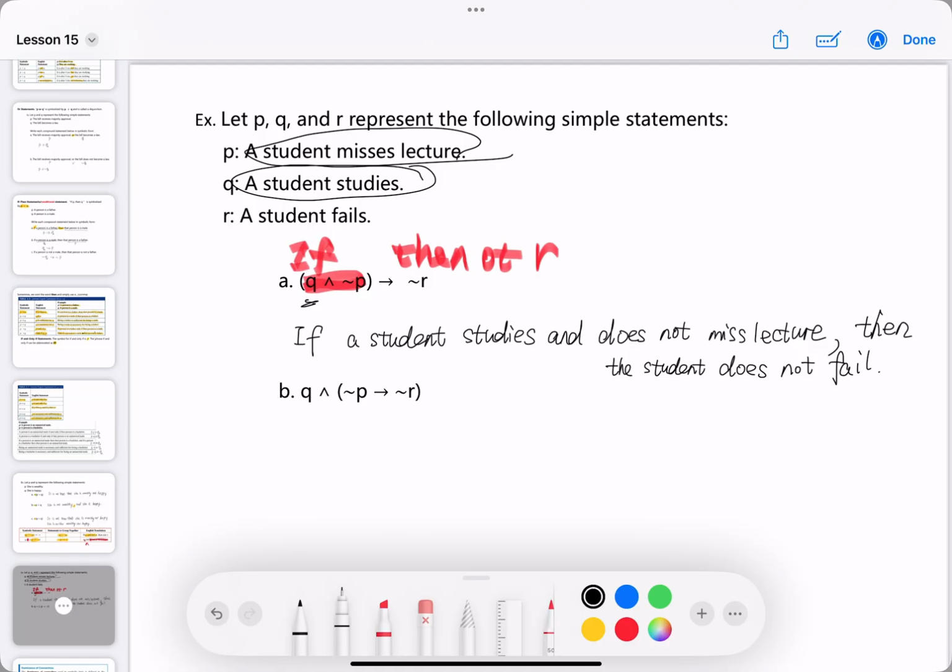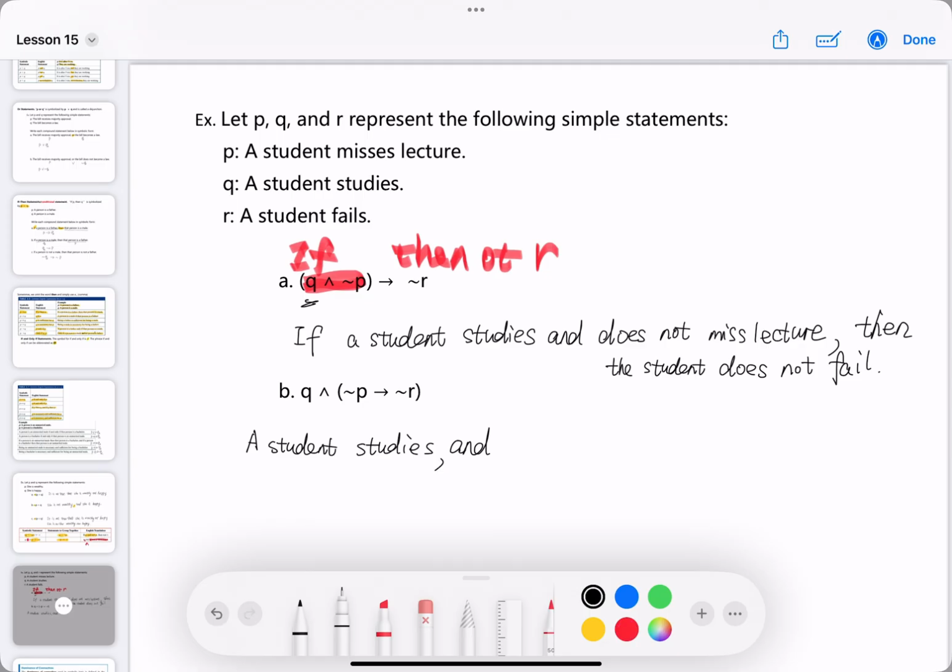So what is Q? Let's highlight the Q. A student studies. It's very messy here. Okay, Q is a student studies, and. But did you see the grouped statement, the parentheses? Yes, that means I'd better separate the first Q and the grouped item with the parentheses.